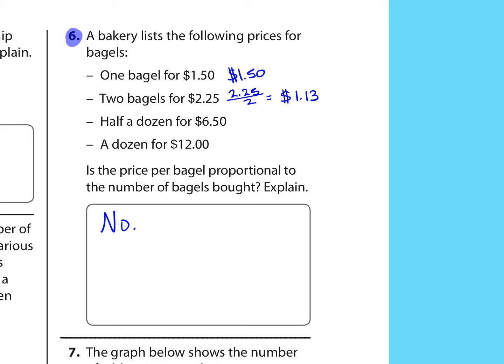And I could keep doing this. I could say $6.50 divided by half a dozen, which is 6, and I get $1.08. And then a dozen for $12, that's $12 divided by 12 bagels, which would be $1 each. So no. And the reason we could say is that the prices vary for the number of bagels bought.